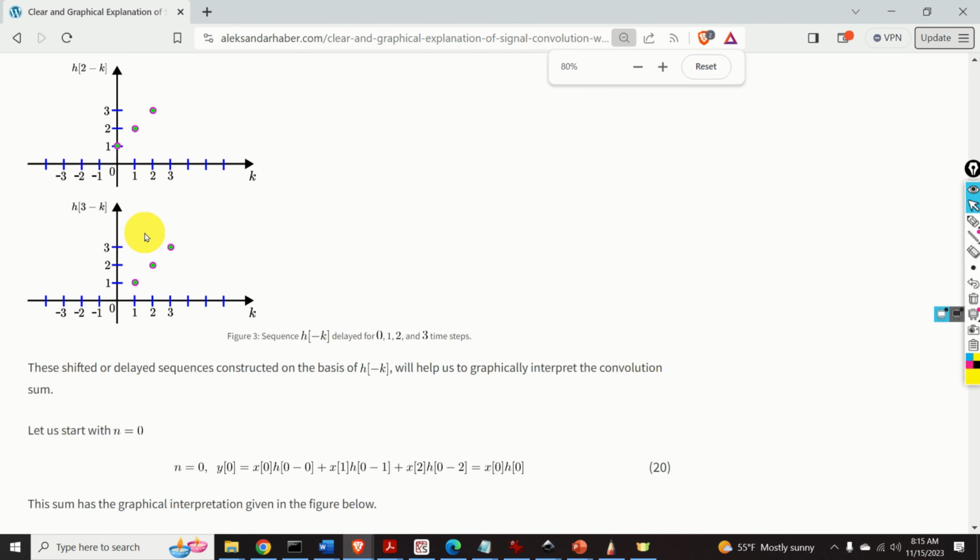Here they are. Let me zoom out for a second such that you can see them clearly. Here's the sequence h of minus k. Here's the sequence h of 1 minus k. That's basically the sequence h of minus k, only delayed or shifted one time step to the right. This is the sequence h of 2 minus k, shifted for 2 time steps. And this is the sequence h of 3 minus k, that is the sequence h of minus k, shifted for 3 time steps to the right.